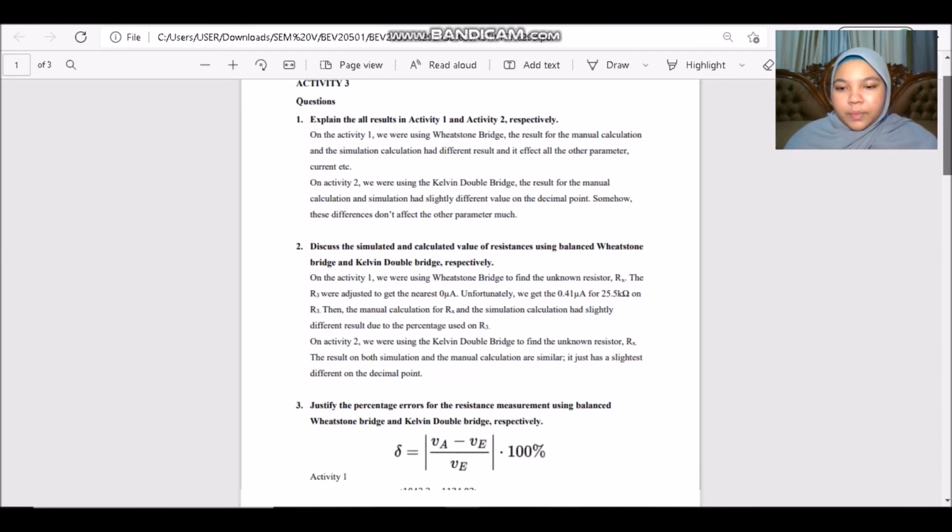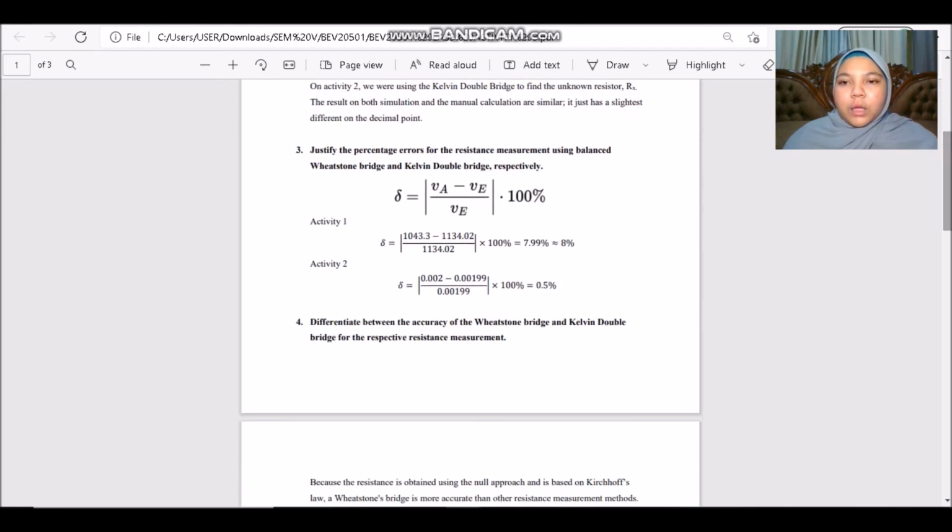For question 3, we have to justify the percentage error for the resistance measurement using the balanced Wheatstone bridge and Kelvin Double bridge respectively. Here we have the formula, and for activity 1, the percentage error is around 8%, and for activity 2, the percentage error is around 0.5%.